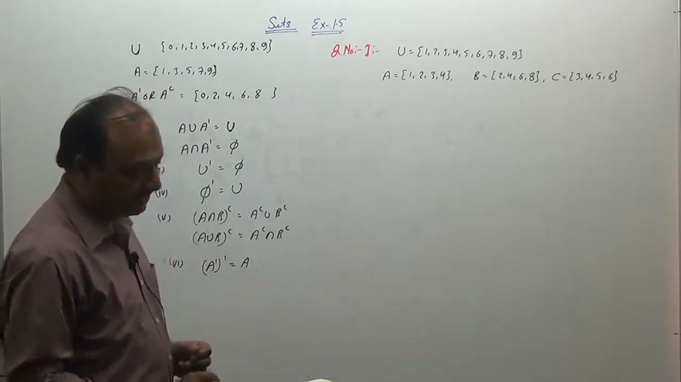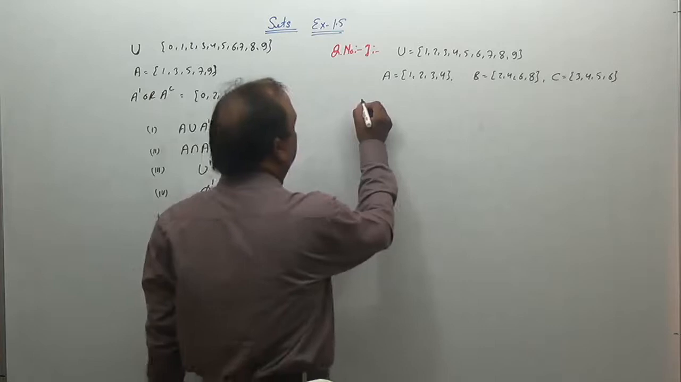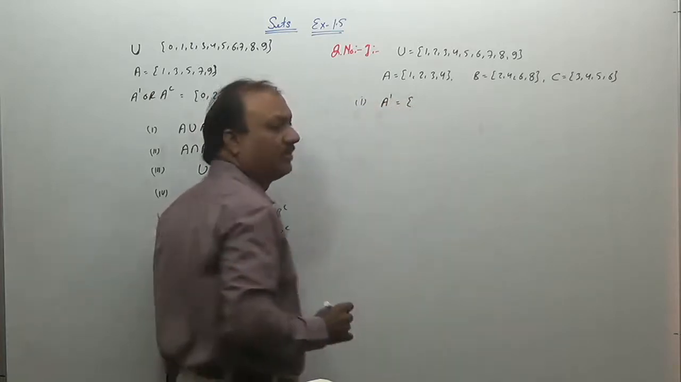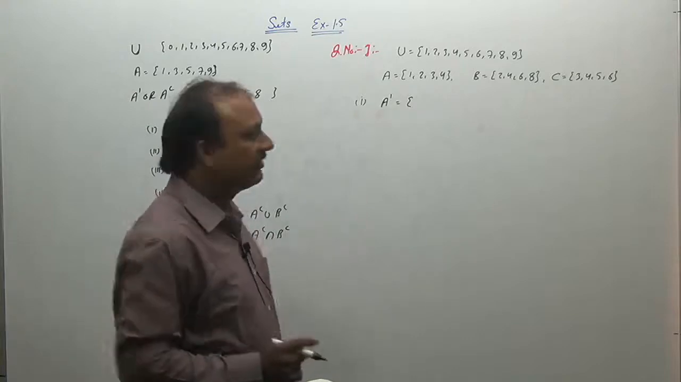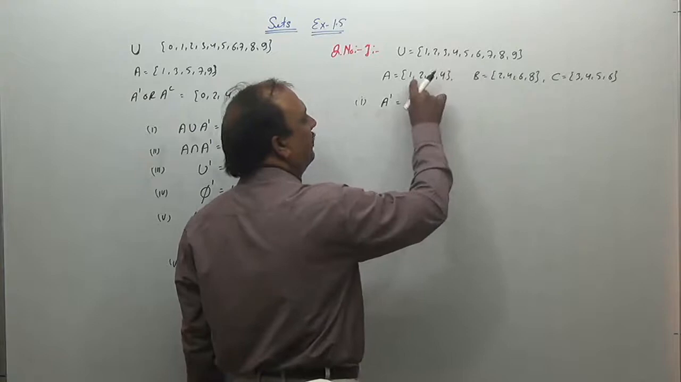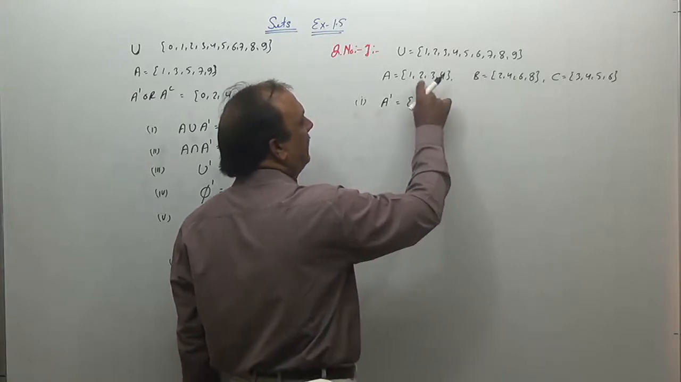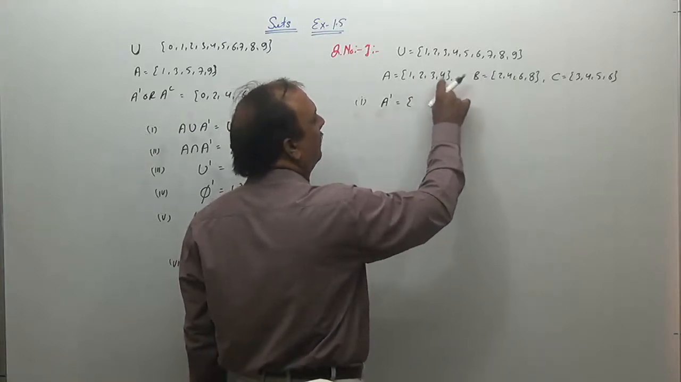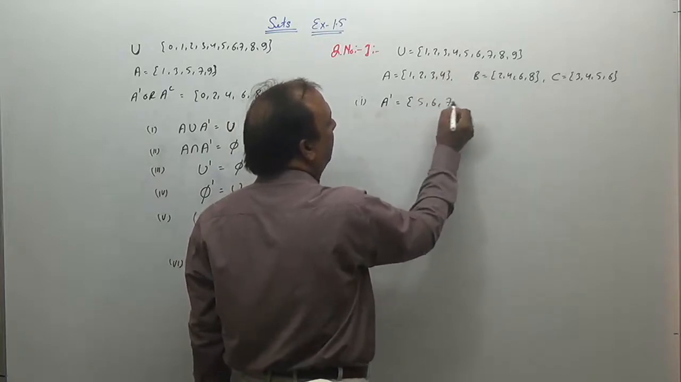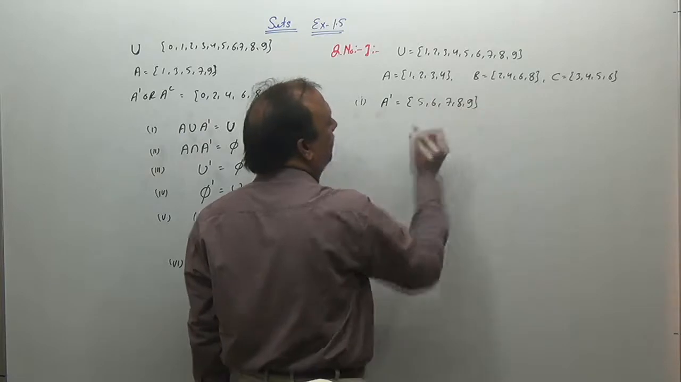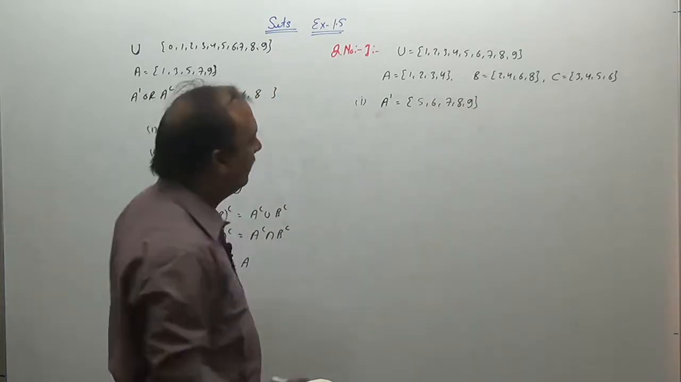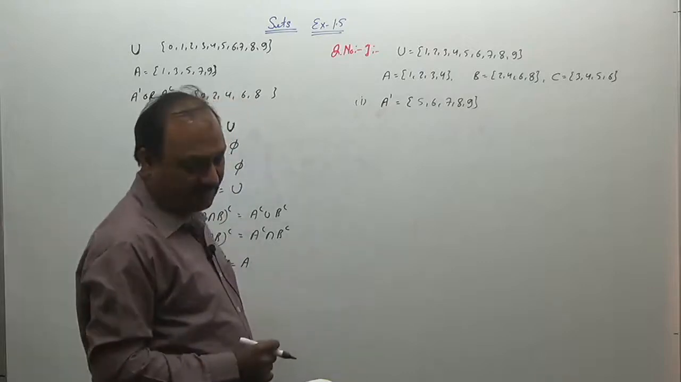The first question is to find the complements. First is A complement. So A complement is the set which contains the elements of the universal set except the elements of set A itself. So leave out 1, 2, 3, 4. The remaining are 5, 6, 7, 8, 9. So this one is the complement of set A. Second one is B complement.